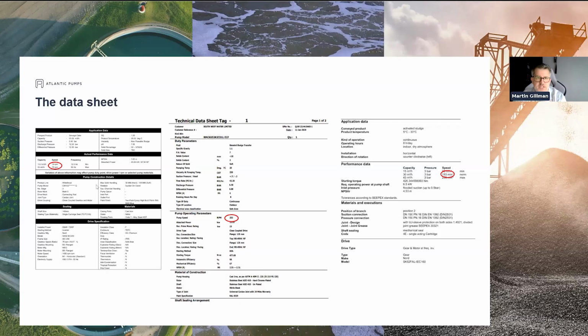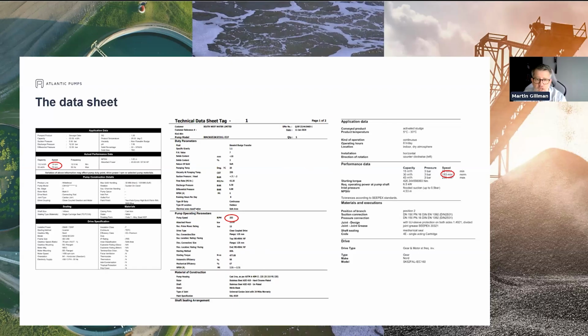So we've got 3 different data sheets here from 3 different manufacturers for a progressive cavity pump. It doesn't matter whose is whose. You may have seen them before. You may recognize them. It's irrelevant. But they're 3 different manufacturers. They're laid out slightly differently, so you will have to work your way through it to find the particular data that you want, but it's all there and should always be there.